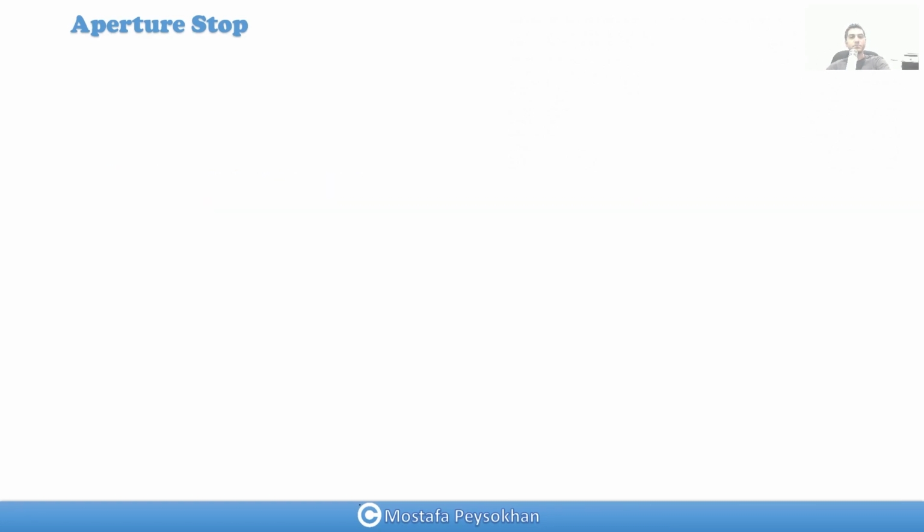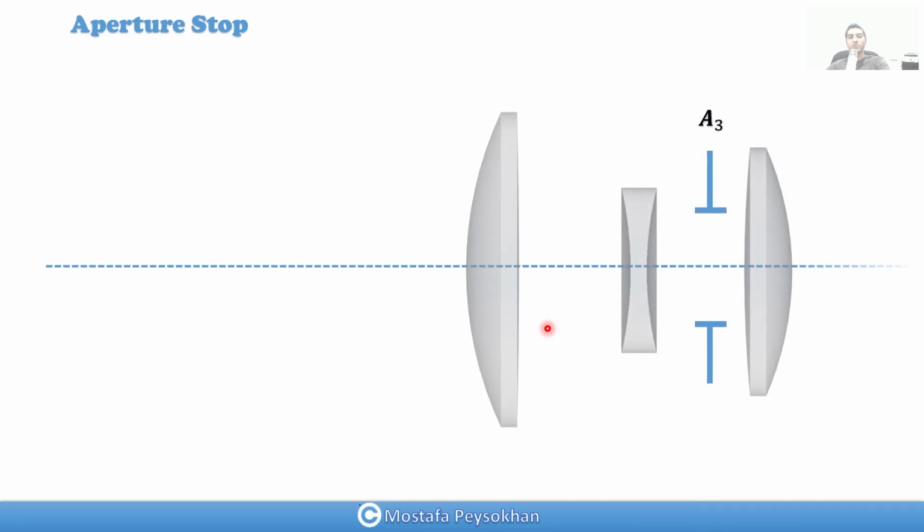So let's take a look at a simple optical system. We have a three lens system, a Cooke triplet. We have lens 1, lens 2. This is positive, this is negative, and this one is positive. And we have an aperture here. So let's say it's a mechanical aperture with constant diameter. For this aperture, we call it A3.